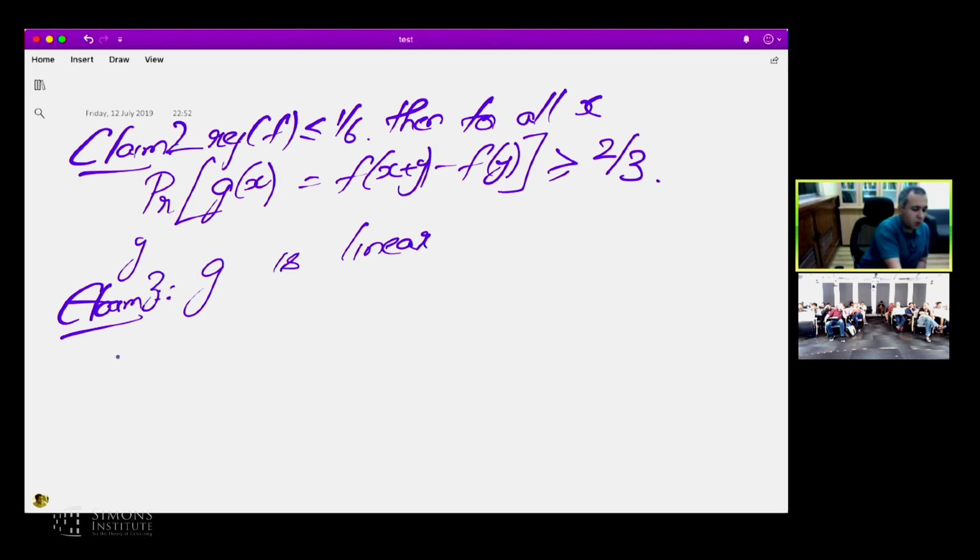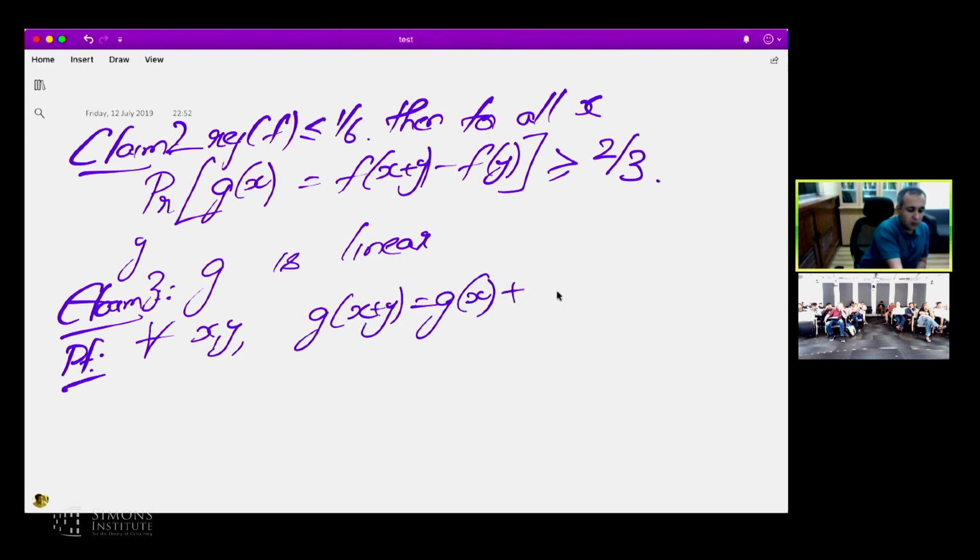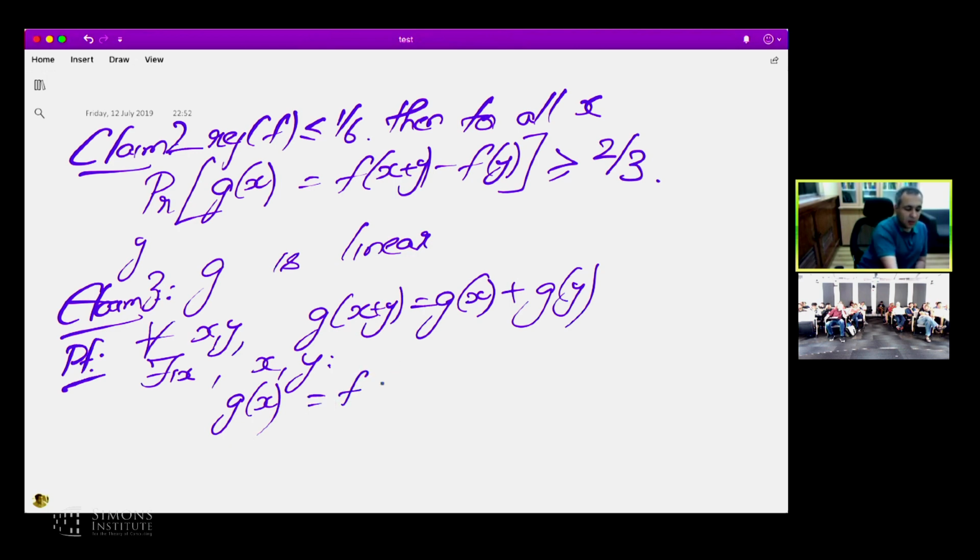How does one prove this? What do I want to show? I need to show that for all x, y, g of x plus y equals g of x plus g of y. Now let's fix any x, y. First, g of x can be written as f of x plus z minus f of z. This happens at least 2/3 of the time by claim 2, for a random choice of z.